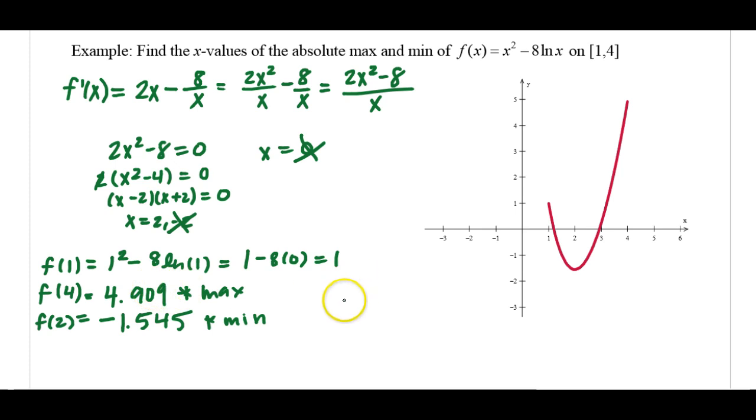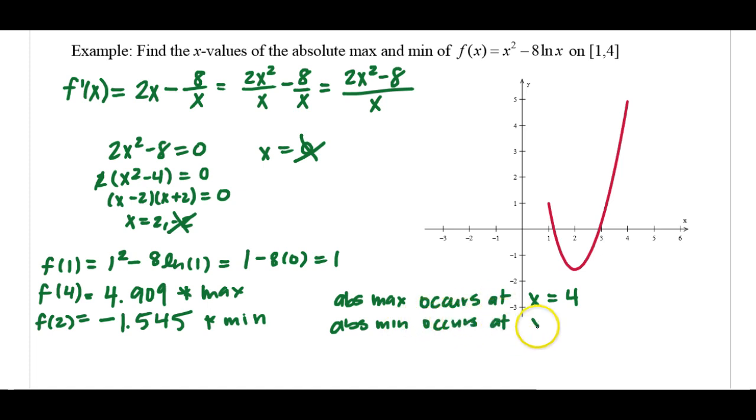So I'm going to go ahead and write this as the absolute max occurs at x equals 4. So the max occurred at the x value of 4, and the absolute min occurs at the x value of 2. So that does correspond to our graph. We can see the absolute maximum happening at the end point over here at 4, and then the absolute minimum happening at the critical point that we found, which is 2.